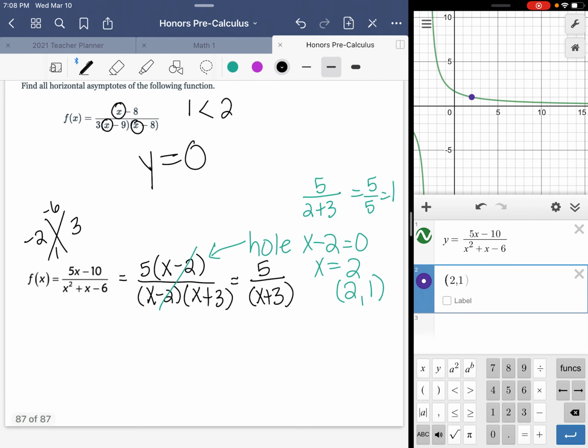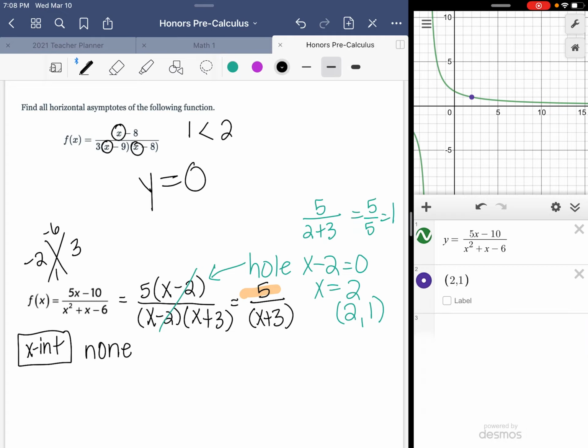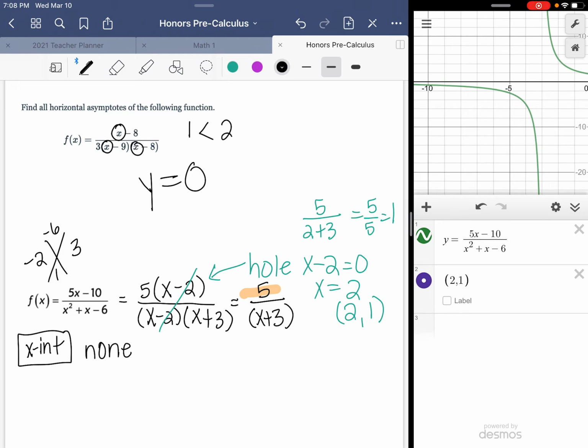All right, so the next thing we're going to look at, remember our list, we found our holes. Now we're going to find our x-intercept, then our y-intercept. So my x-intercept is whatever's left over in the numerator. Well, I don't have an x value left over in the numerator. So I don't have an x-intercept. You have to have some type of variable in the numerator in order for it to have an x-intercept. And actually, I can look at the graph and see that it's not going to cross the x-axis because there's actually a horizontal asymptote there.